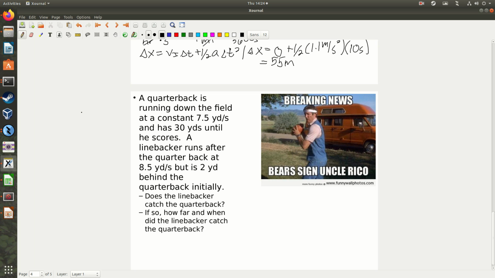So, alright, we've got a quarterback running down the field at 7.5 yards per second, 30 yards until he scores, so we know he's on the 30-yard line. His formula is going to be delta X, and I'll call it Q for now, for the quarterback, is equal to 7.5, and I'm not going to convert this one, because it's not going to make a difference in this case. 7.5 yards times time. The linebacker is delta XL. He is faster, so he's 8.5 yards per second times delta T.